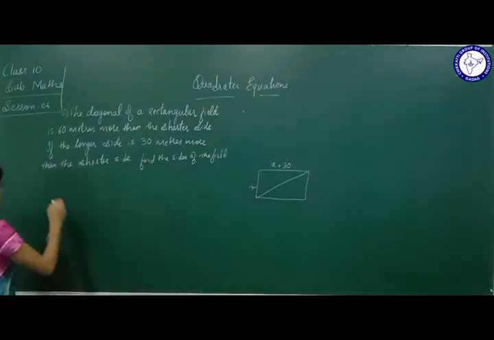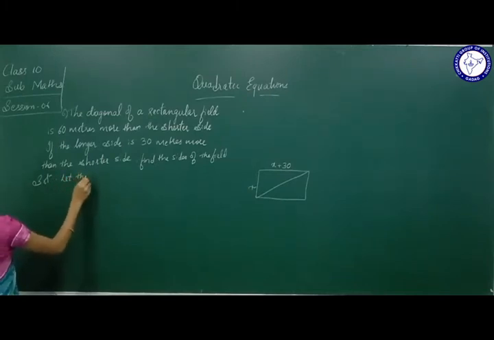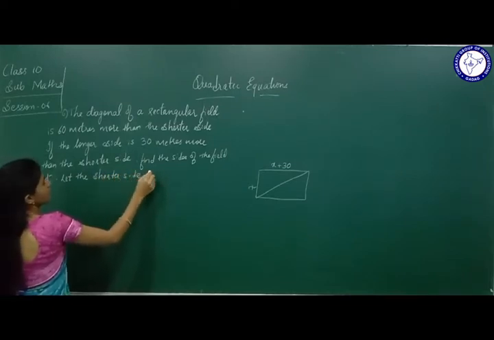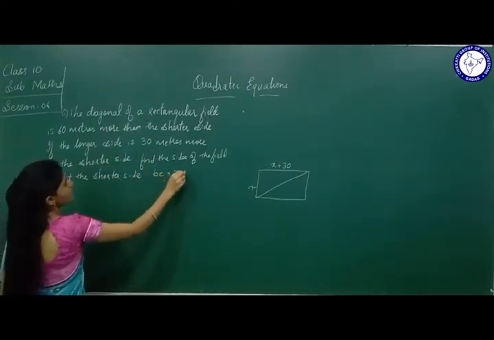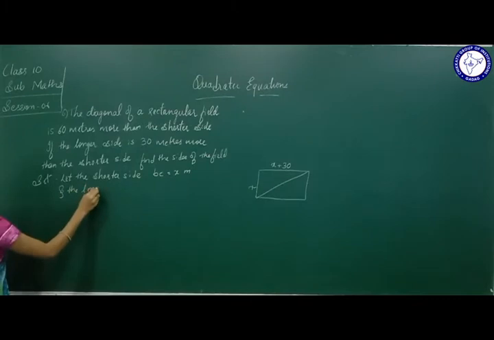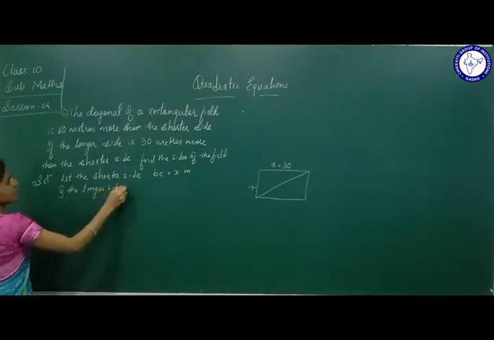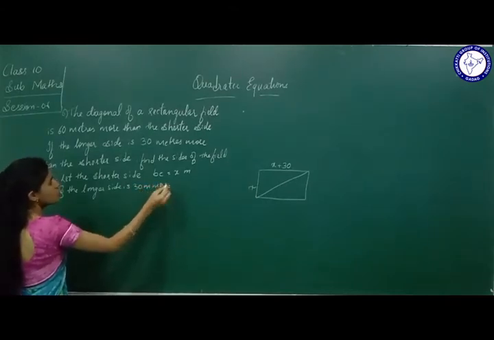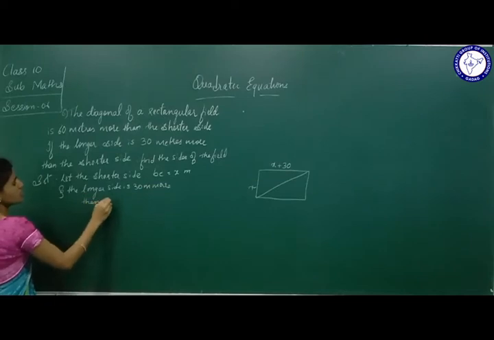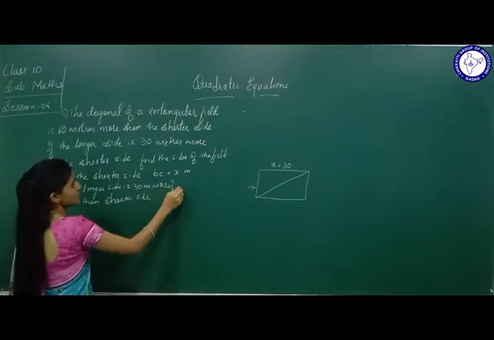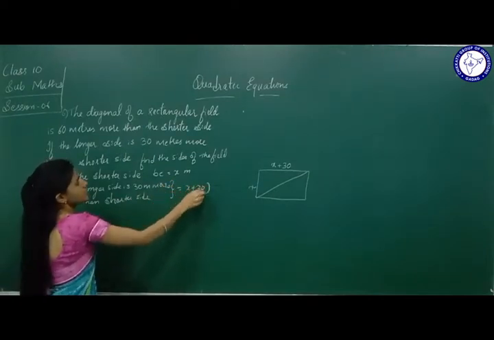Let us start solving. Solution: let the shorter side be x meters. They have given that the longer side is 30 meters more than the shorter side. How do we write that? That is nothing but x plus 30 meters.